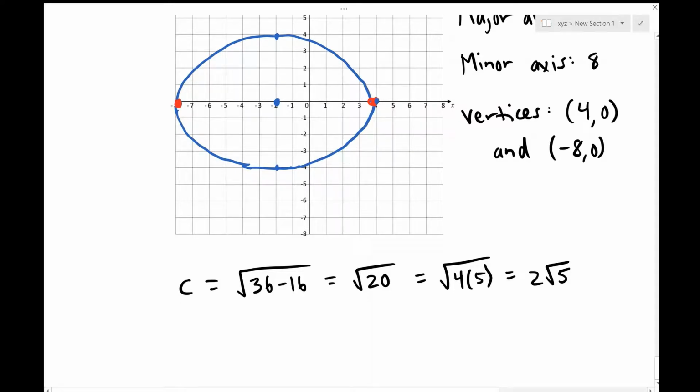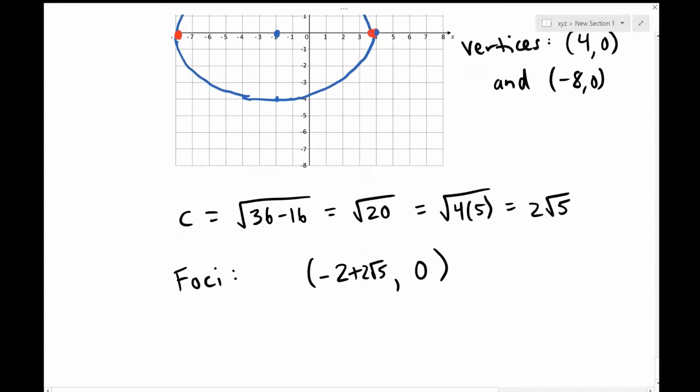Now again, the c value that we just found here is the distance from the center to each focus. So to actually find the coordinates of the foci, we want to start from the center and go 2√5 units in the direction of the major axis, which means that we're going to be going left and right from the center this time. Well, remember that the center was at -2, 0. But if we're going 2√5 units to the left and right of that, that means we're going to take the 2√5 and add it to the x-coordinate. We're also going to subtract it from the x-coordinate.